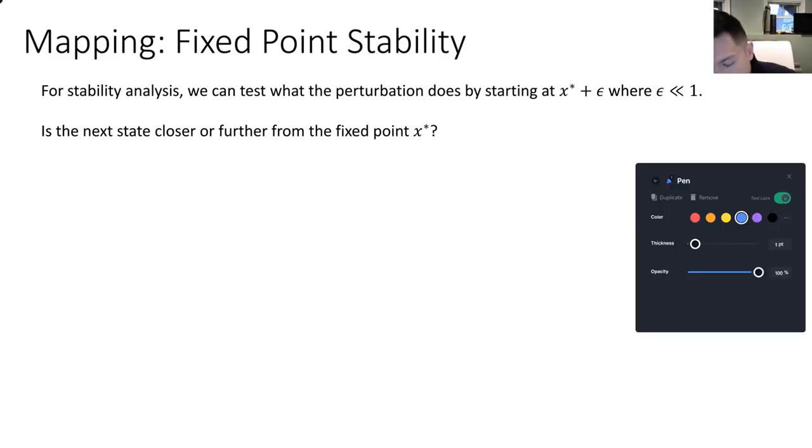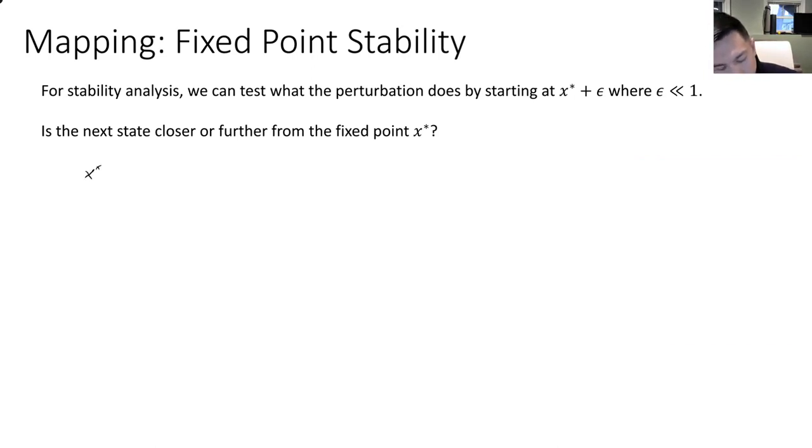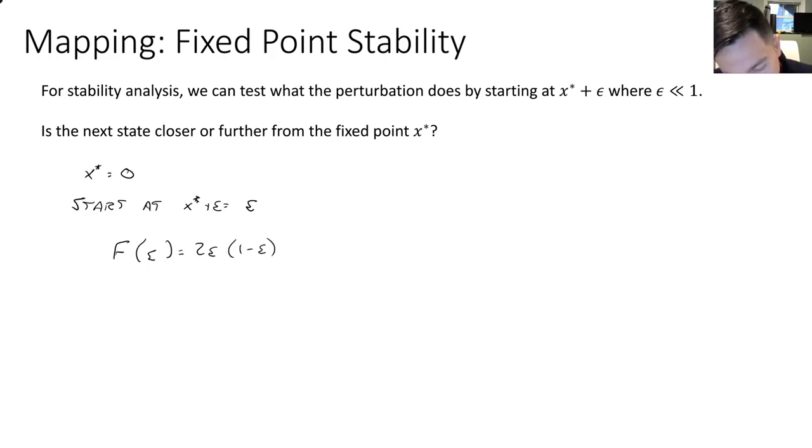So going back to our example, let's consider what happens near our fixed point x star equals 0. So then we're going to start at x star plus epsilon, which equals just epsilon because our x star value is 0. We plug that into our map. So it would be f of epsilon is equal to 2 epsilon times 1 minus epsilon. And so now we have to evaluate this. How does this compare to our previous position?